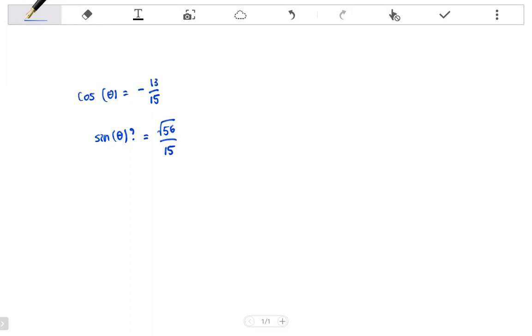Okay, let's try this one. So what do we know about the Pythagorean identity? Well, we know that it's sine squared theta plus cos squared theta, right? Equals 1. Okay, knowing that, we know what cos theta is, so we can plug that in our equation. And if we do that, we're left with sine squared theta, sorry, plus negative 13 over 15 squared equals 1.